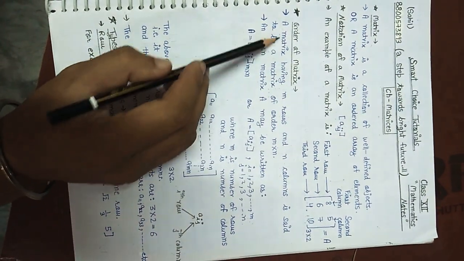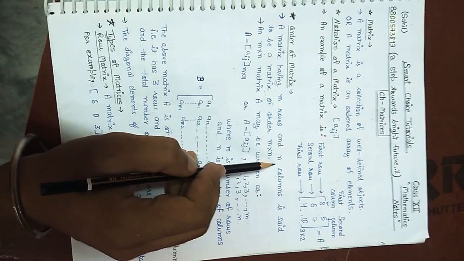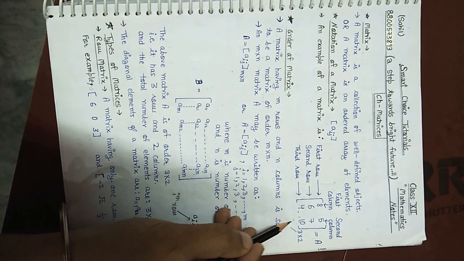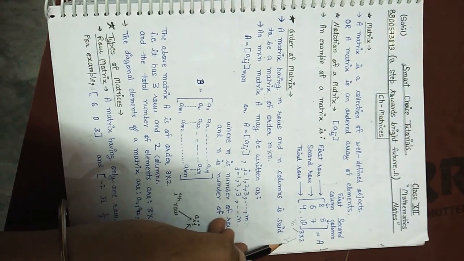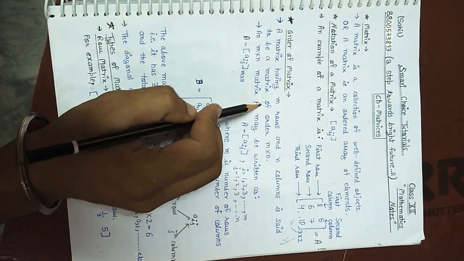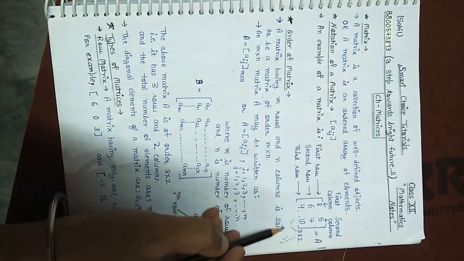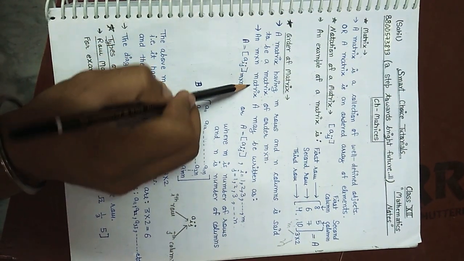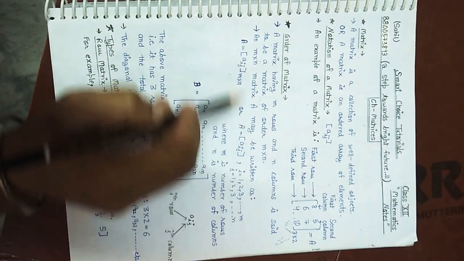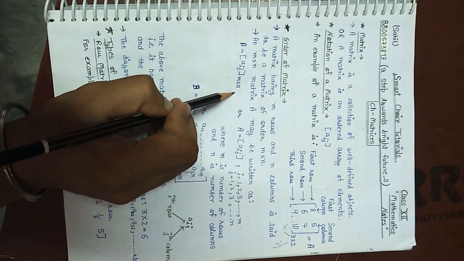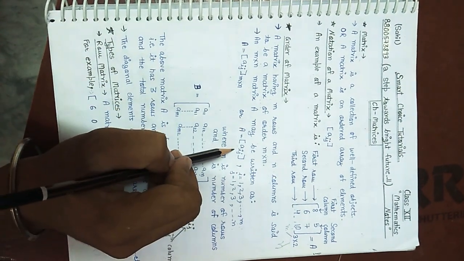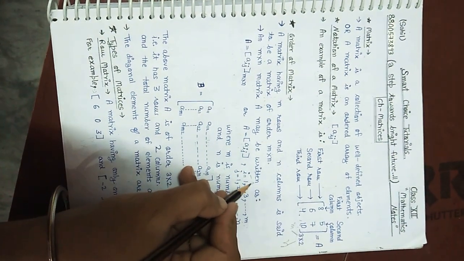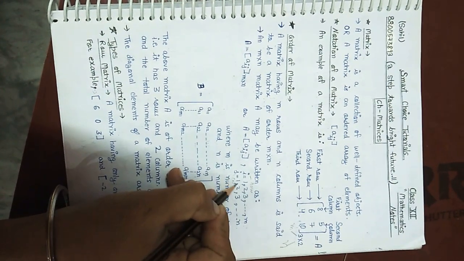Order of matrix: a matrix having m rows and n columns. For example, in this case, m is 3. A matrix with m rows and n columns is said to be a matrix of order m cross n, or simply 3 cross 2. An m cross n matrix A may be written as A equal to Aij m cross n, or simply A equal to Aij, where i stands for row and j stands for column.